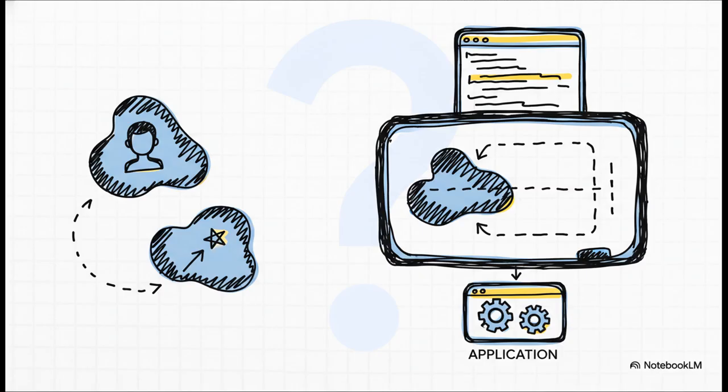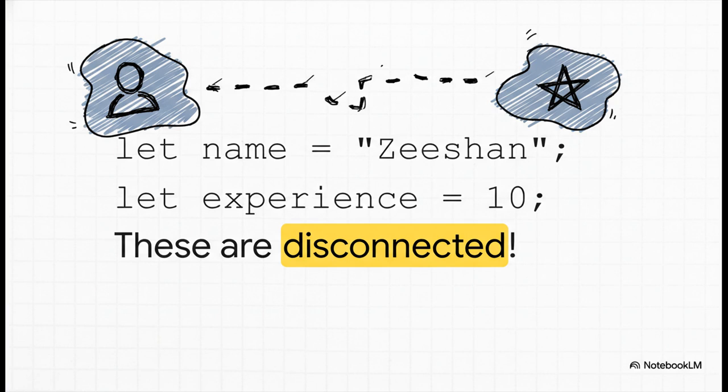So let's kick things off with a problem I'm sure you've run into. You're building something, and you've got these pieces of information that clearly belong together, like, say, a user's name and their experience level. How do you stop them from just floating around separately in your code? Well, the most basic way is to just create two separate variables. You've got let name equals Zishan and let experience equals 10. But they're totally disconnected. The code itself has no clue that these two things are related to the same person. And as your app grows, this gets messy, and it gets messy fast.